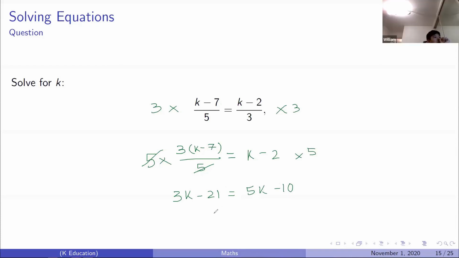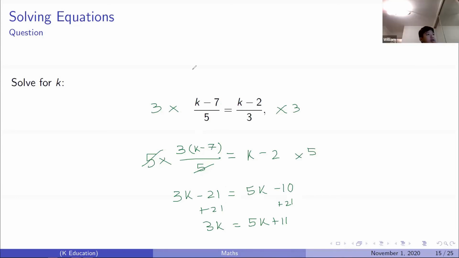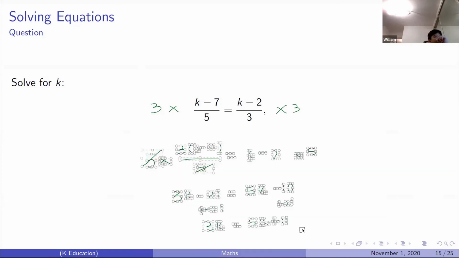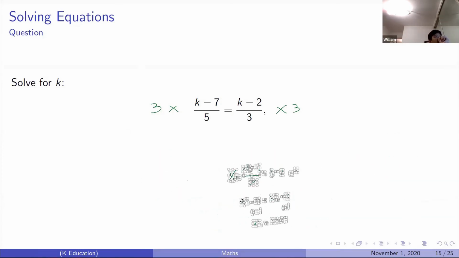I would first add 21 to each side. So add 21. So 3k equals 5k plus 11. And then that 2k, 3k, 5k plus 11. Then we know that 2k must be negative something. Let me move that here.